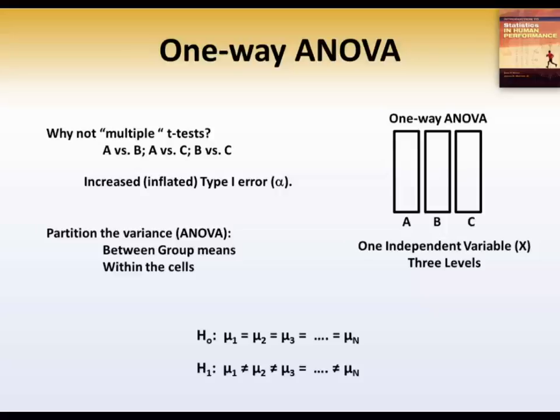Our hypotheses are going to be as follows. The null hypothesis is that mean 1 is equal to mean 2, which is equal to mean 3 in our case. The alternative hypothesis is that the means are not equal. Essentially, the alternative hypothesis says the differences between means is more than chance.